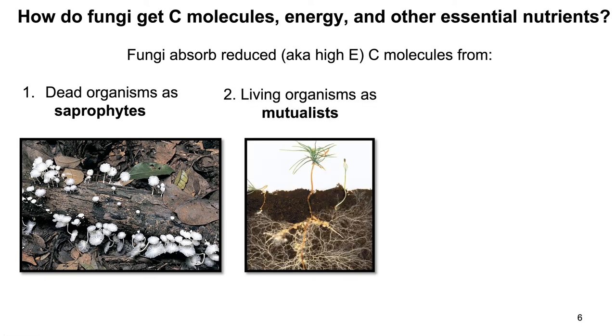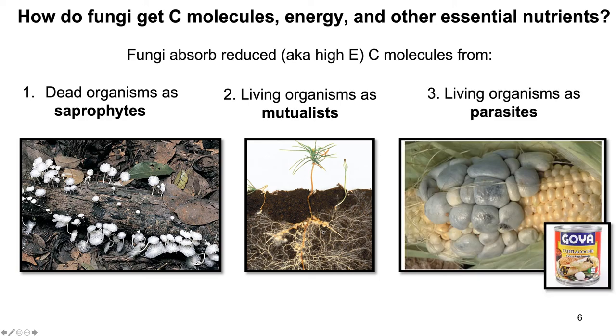They can also get these high energy carbon molecules from living organisms as mutualists. Mycorrhizal fungi was the example that we used when we talked about mutualisms in plants, where the plants give sugar to these fungi that you can see growing off the roots, and the fungi in exchange absorb nitrogen and phosphorus that they give to the plant. So they're getting high energy sugar carbon molecules from these plants in this mutualistic relationship where both the plant and the fungus benefit.